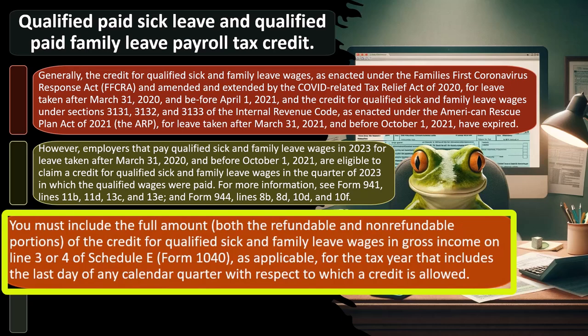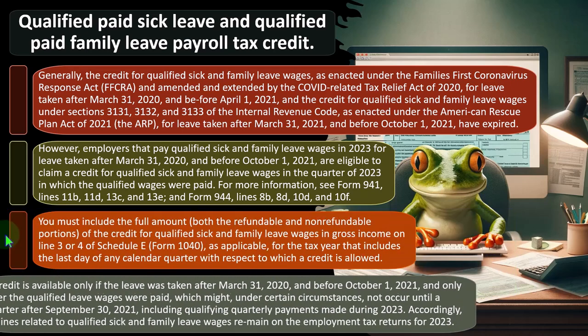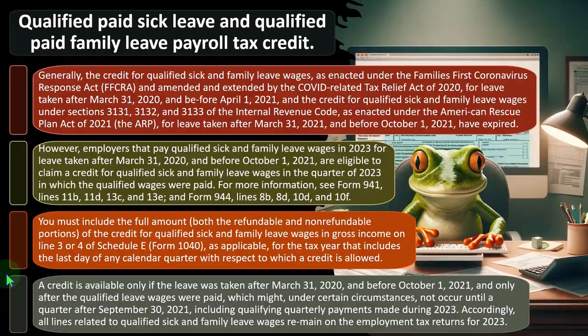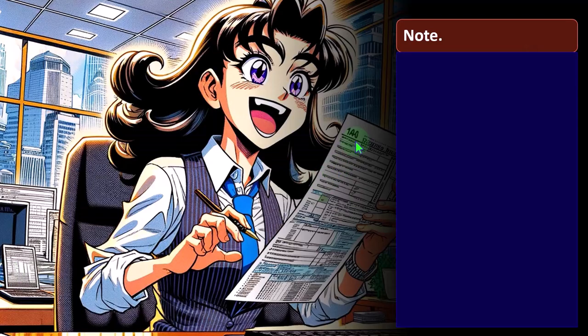So you must include the full amount, both the refundable and non-refundable portions of the credit for the qualified sick and family leave wages, in gross income on line 3 or 4 of Schedule E, Form 1040, as applicable, for the tax year that includes the last day of any calendar quarter with respect to which a credit is allowed. A credit is available only if the leave was taken after March 31st, 2020, and so on and so forth.